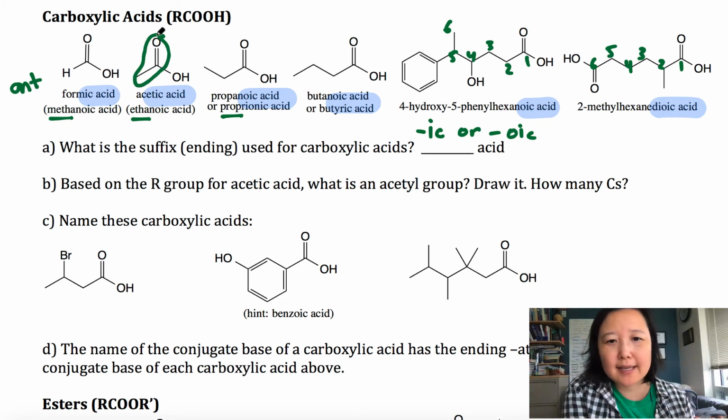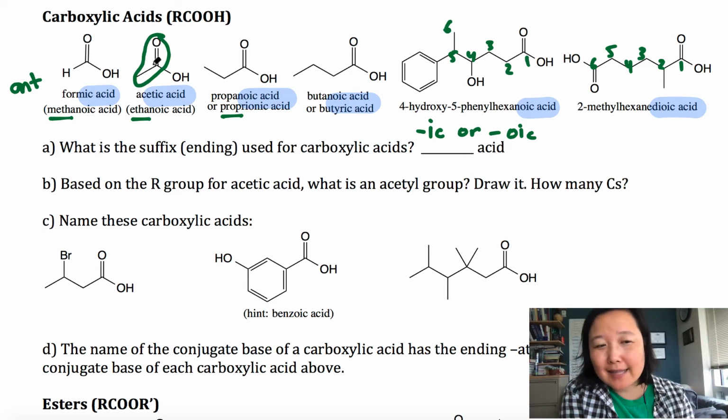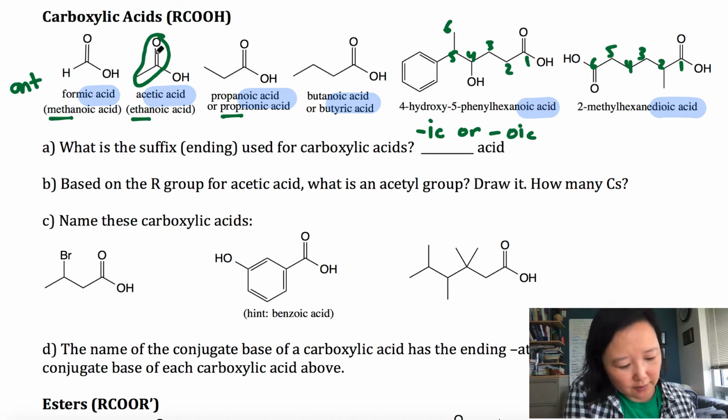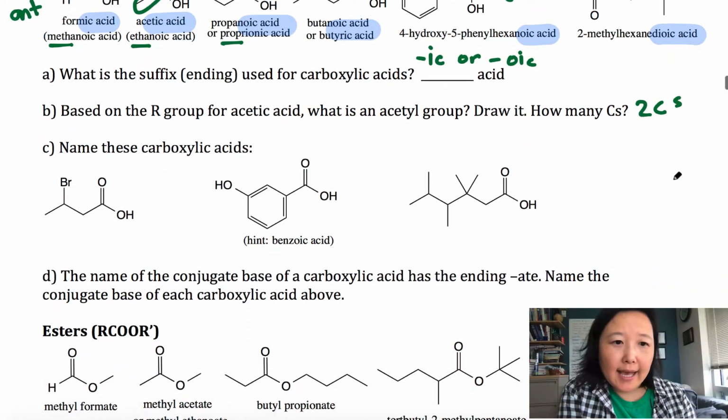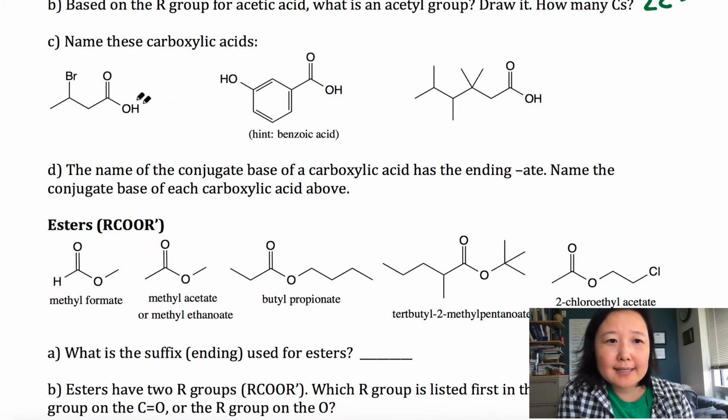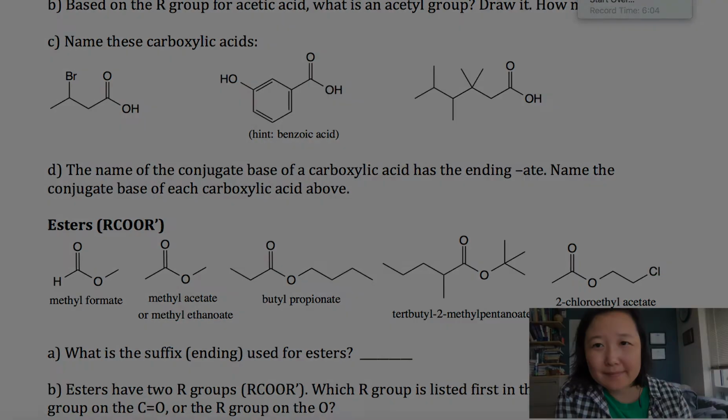You always hear about things like acetyl-CoA when you learn about the Krebs cycle, so I want you to link that with an actual structure. So acetyl means a 2-carbon carbonyl unit. Okay, so 2 carbons. All right, let's name these carboxylic acids. Go ahead and pause it and give it a try, and we'll check our answers.